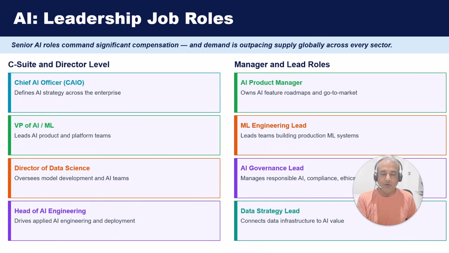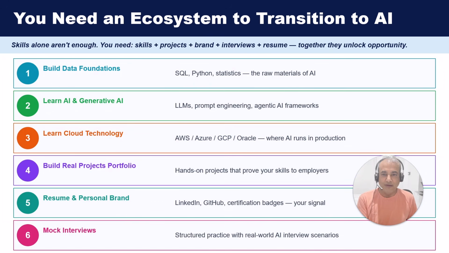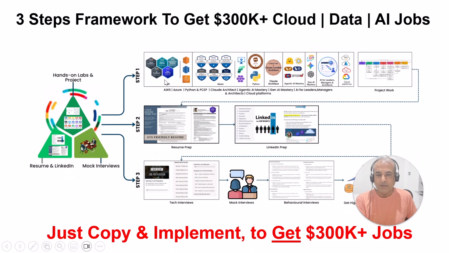This is where we're going to look at the different types of job roles that you'll see, and then what you need to do. This is what you're going to build, right from data to generative AI, agentic AI, to learning cloud, which will be running on top of infrastructure, and then building real projects, and then a resume. The ultimate impact is building the resume that grabs attention, and then mock interviews. Let me go a little deeper into what you'll be looking at. But before that, this is the three-step framework which I'm going to cover as well.